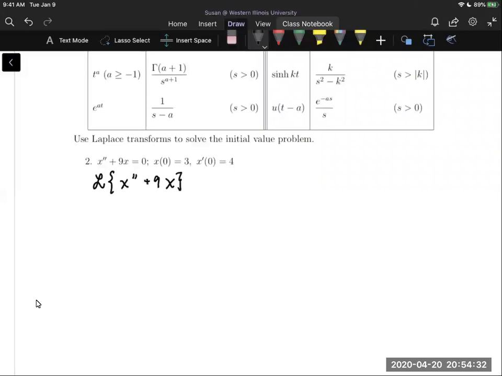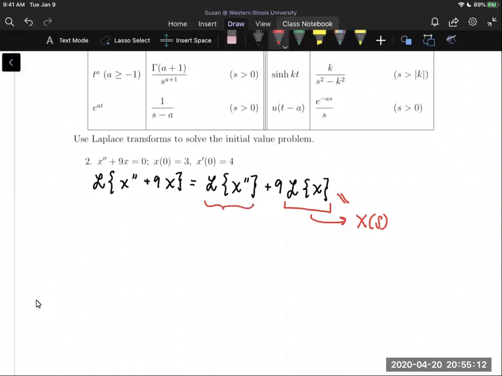Now, we discussed some properties of the Laplace transform, and some of those properties included the fact that it distributes across sums and differences, and also that constants can pull out front. So we could write this as the Laplace transform of x double prime plus 9 times the Laplace transform of x. Now, note that we don't know what this function is, but we're going to write the Laplace transform as X of s. So these two things are actually equal. So this is the only item that we still need to compute.